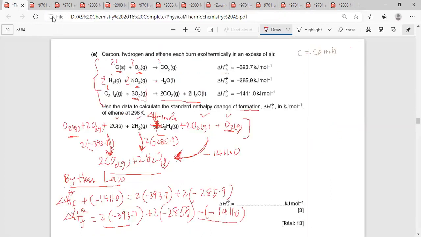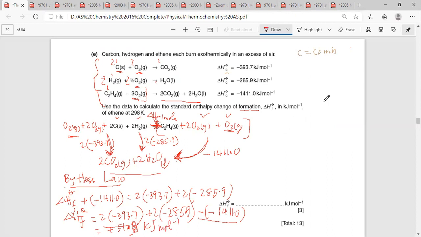It's equal to plus 51.8. See now, the answer must be accurate to the decimal point. There's accuracy here, kilojoules per mole. Okay, so this is the answer here, right?